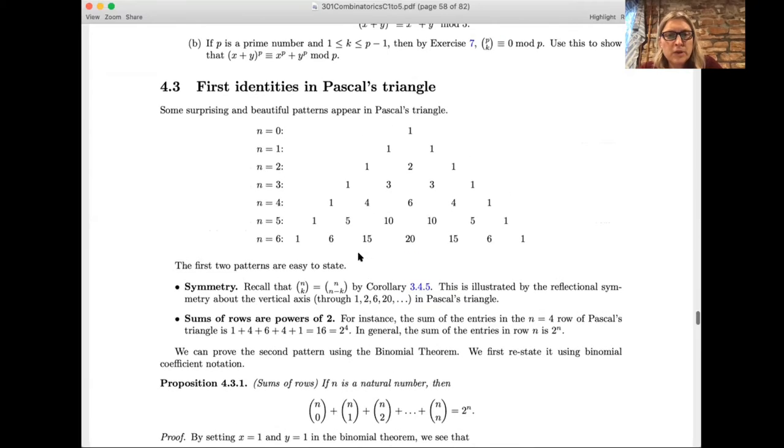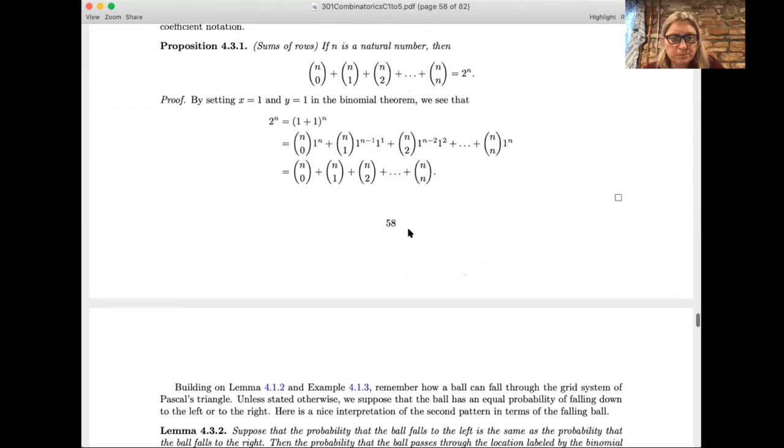Another identity is that if you look at the alternating sum of rows, you get 0. So for example, 1 minus 3 plus 3 minus 1 is 0. Well, that's kind of obvious, because the 1s and the 3s just cancel each other off. Similarly, 1 minus 5 plus 10 minus 10 plus 5 minus 1, all the entries just cancel each other off. But it's even true with these other rows, and that's a little more subtle why that's true, that 1 minus 4 plus 6 minus 4 plus 1 is 0. And so we'll see why that's true in the next video.